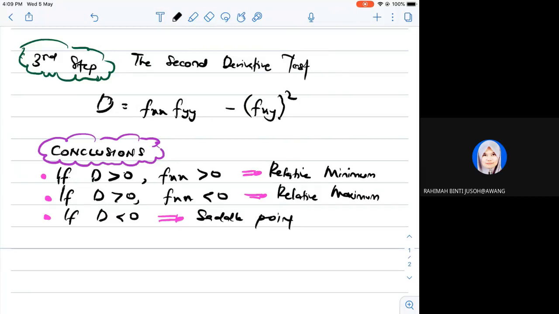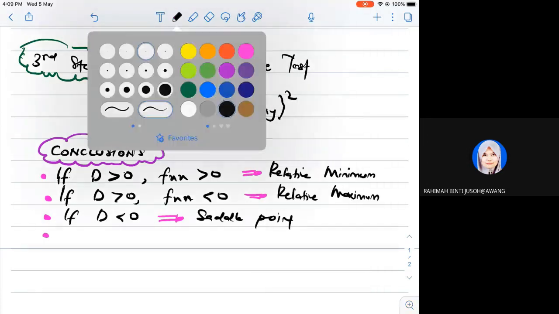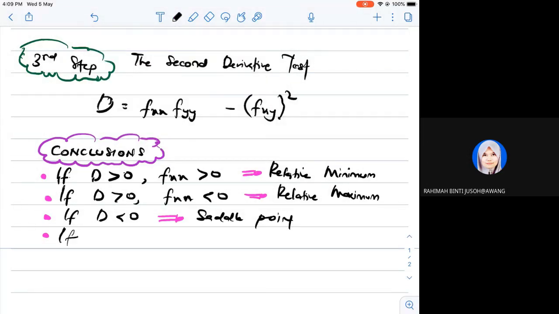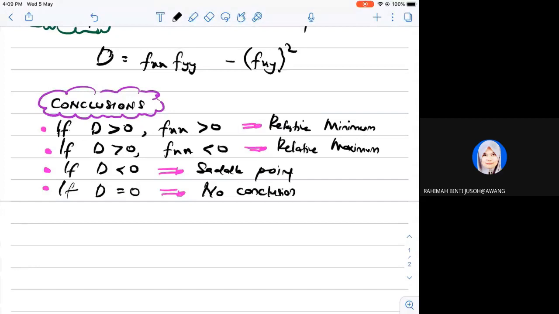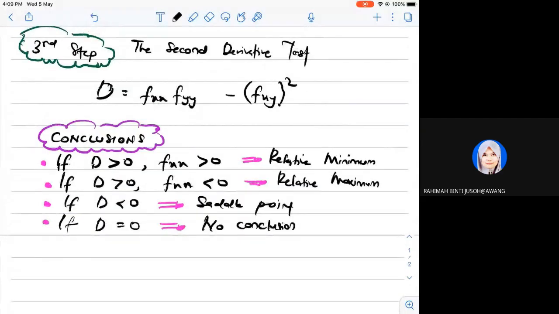Okay. And the last one, if D equals 0, the conclusion is no conclusion. We do not conclude anything. Okay, no conclusion. So those are the 4 cases, depending on the values of D and also fxx.